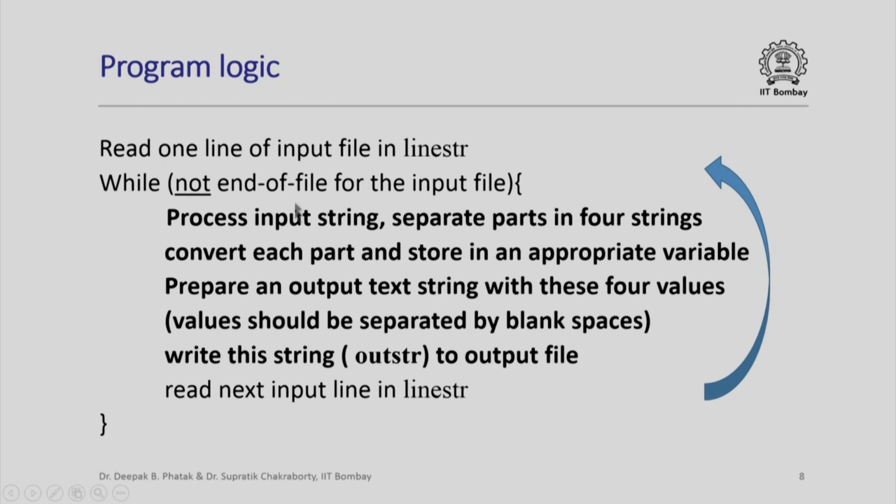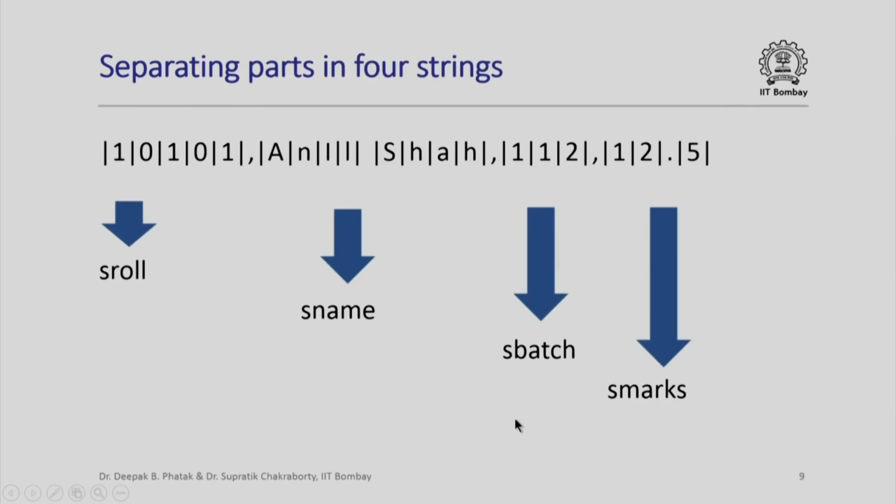Please note that before entering the while loop we read one line, and before going to the next iteration we read the next line. Consequently, these 4 steps will be taken for a line that has been correctly read. For every line that we read, we wish to separate parts into 4 strings. The first line, for example, is shown here, each character separated by a vertical bar.